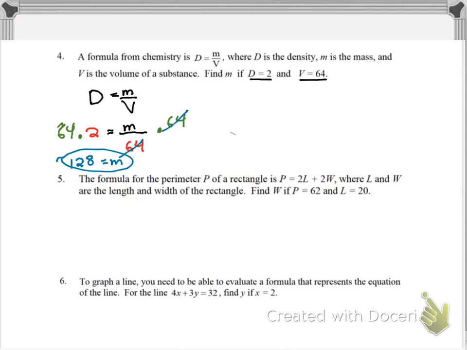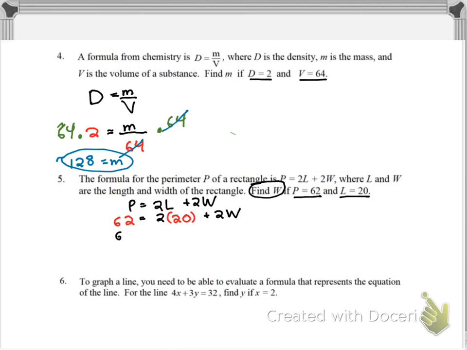It says the formula for the perimeter of a rectangle is P is equal to 2 times the length plus 2 times the width. Okay, but this time we're not asked to find the perimeter, right? We're asked to find the width, given that the perimeter is 62 and the length is 20. So let's plug those numbers in and see what happens. So again, the perimeter is 62, the length is 20, and then we'll go back and fill in the equation around these values here.